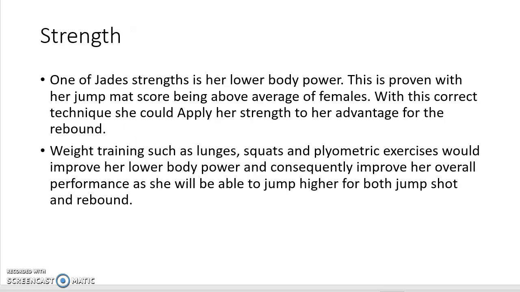So when looking at your strengths, one of your strengths is your lower body power. This is proven by your jump score being above the average of females. With this technique, you can apply your strength to the advantage for the rebound or jump shot. I would suggest for you to carry on doing what you're doing, but also incorporate weight training such as lunges, squats, and plyometric exercises, which would overall improve your lower body power and consequently improve your overall performance as you're able to jump high for both drop shot and rebound.